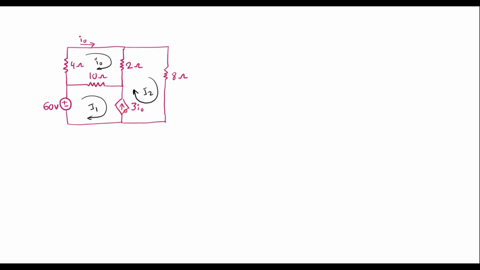So if a current source is between two loops, then we have to analyze that current source first. So let me analyze this current source. I can write 3I0 is equal to, so I2 and 3I0 are in the same direction, I can write it as I2 minus I1. Let me call it equation 1.